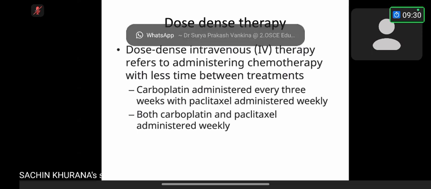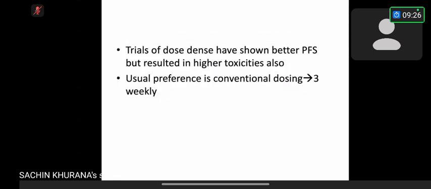So there have been few trials. I will not go into the details of those trials. They showed increased PFS and even OS in one of the Japanese trials, but they were also associated with higher toxicities. The weekly regimens, the dose dense regimen. So the usual preference among all clinicians worldwide is the conventional 3 weekly dosing, where we can use a kind of a modification of dose dense treatment. I will come to that later.